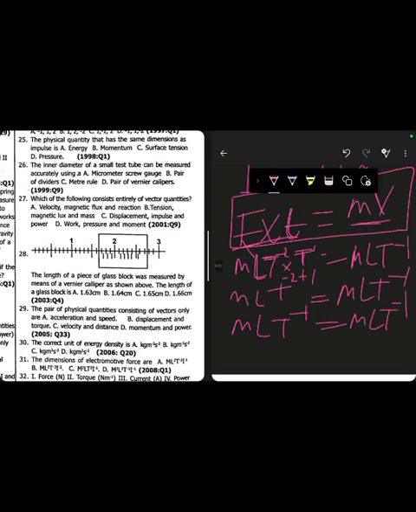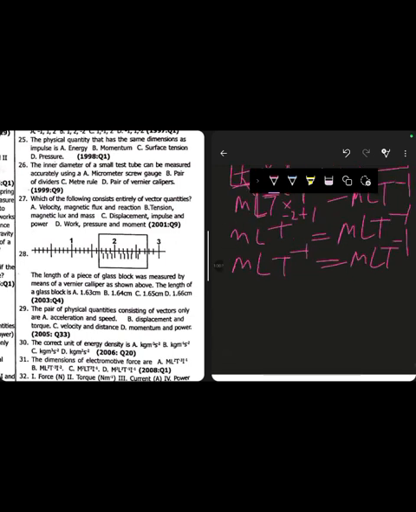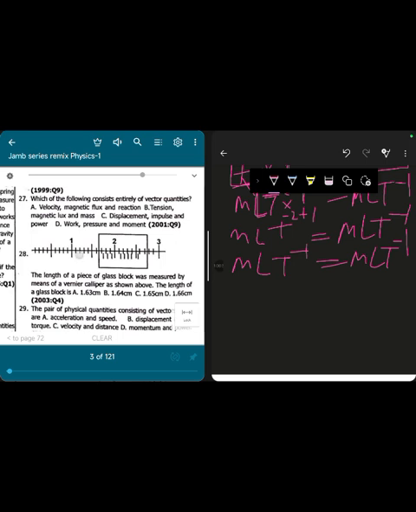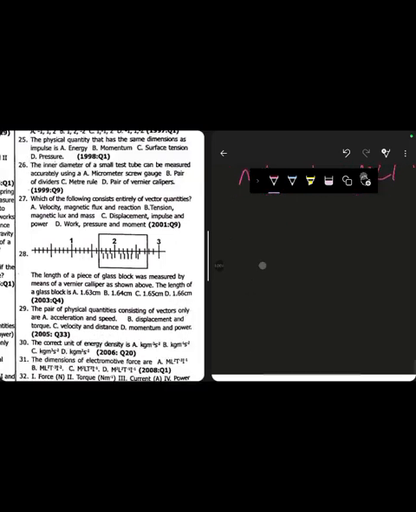28 says the length of a piece of glass block was measured by means of a vernier caliper as shown above. The length of the glass block is dash. Now the drawing is not quite clear. Okay, I think we can manage it. It's not bad. So first of all, let's check the main scale. This is 1.1, 1.2, 1.3, 1.4, 1.5, 1.6. So the main scale is stopping at 1.6.